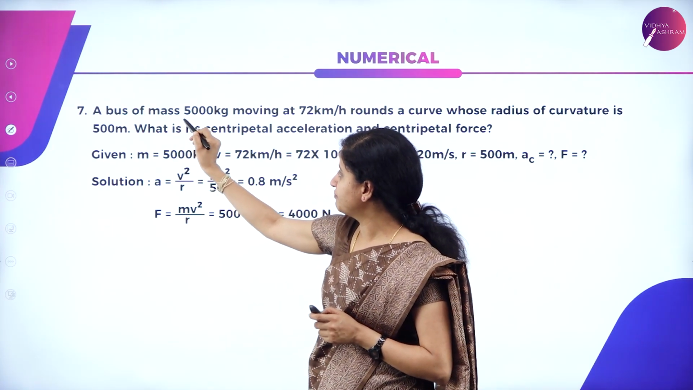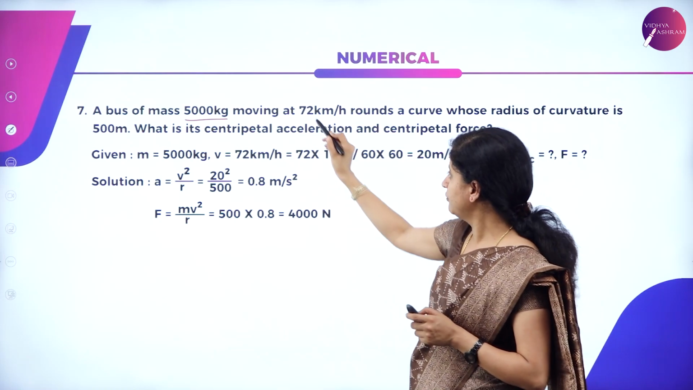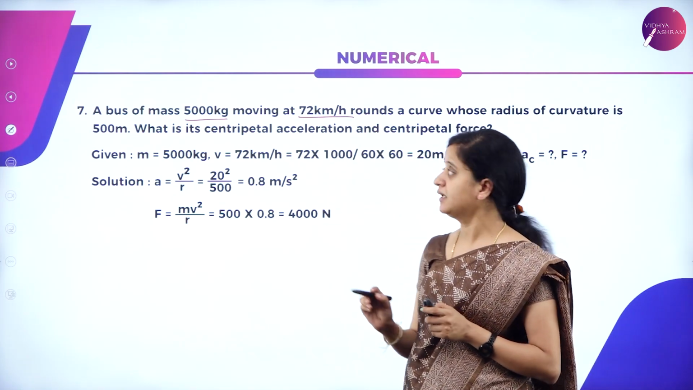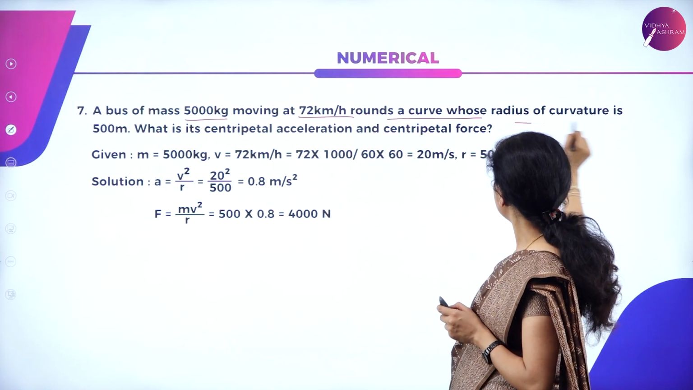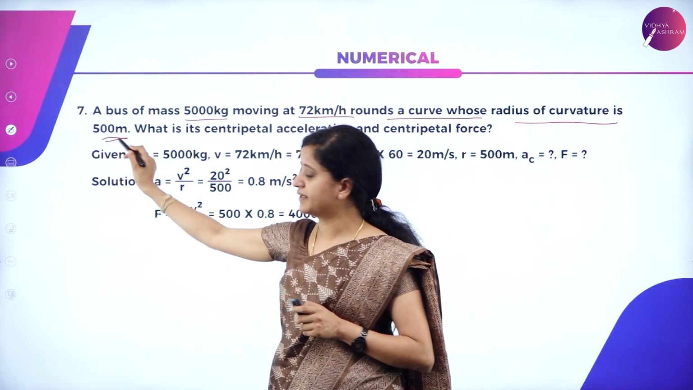A bus of mass 5000 kg moving at 72 km per hour rounds a curve whose radius of curvature is 500 meter.